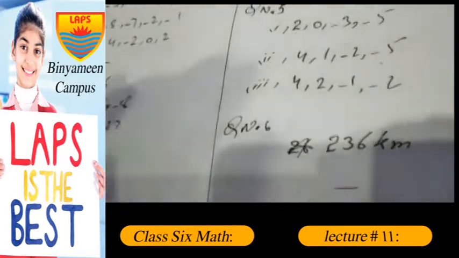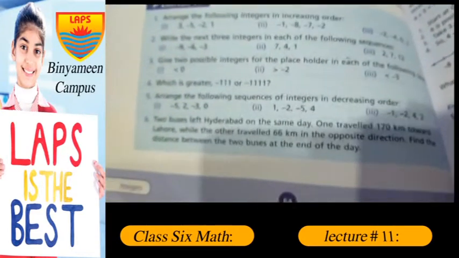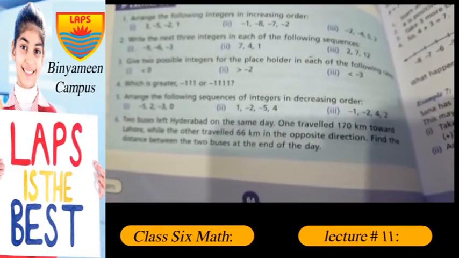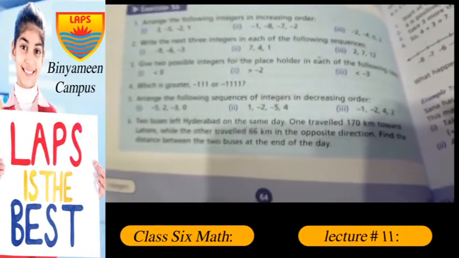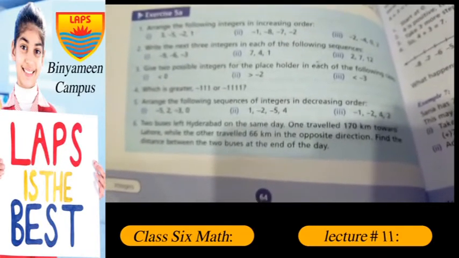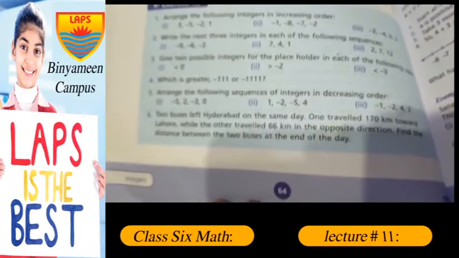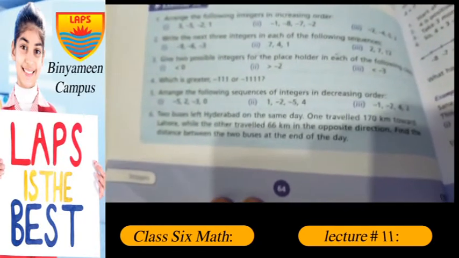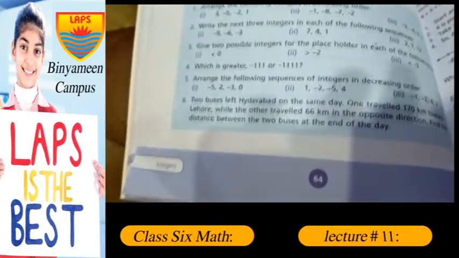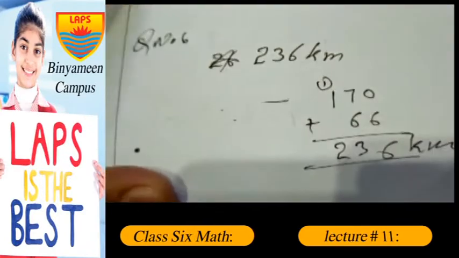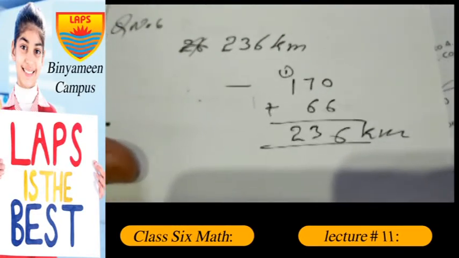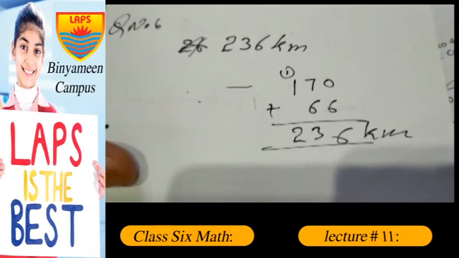Question number 6. 2 buses left Hyderabad on the same day. One traveled 176 kilometers towards Lahore, while the other traveled 66 kilometers in the opposite direction. Find the distance between the 2 buses at the end of the day. You add both values, 170 and 66, and you get the answer 236 kilometers.